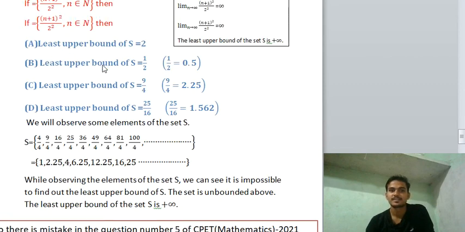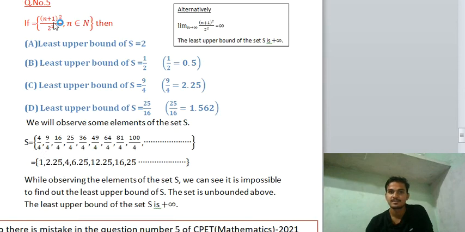To find the supremum, first when we substitute 1 in the place of n, we get 4 by 4. Then this is 3 square, which is 9 by 4. Then 3 plus 1 is 4, 4 squared is 16, so 16 by 4, then 25 by 4, 36 by 4, 49 by 4, and 64 by 4.